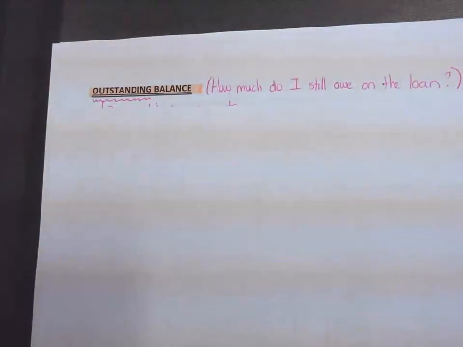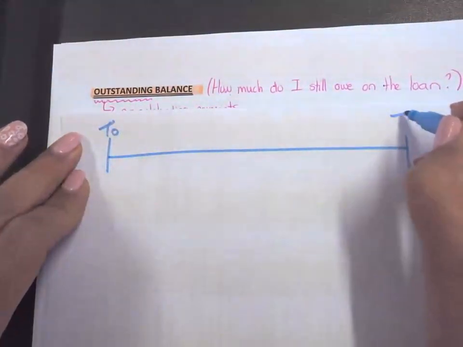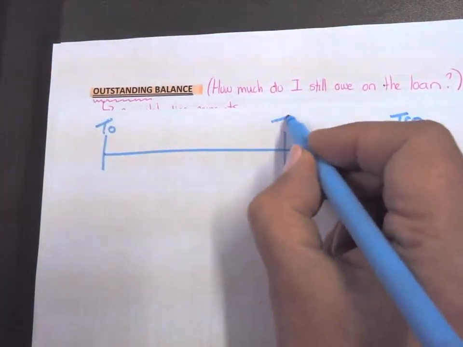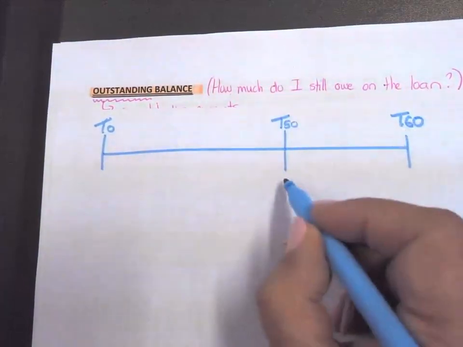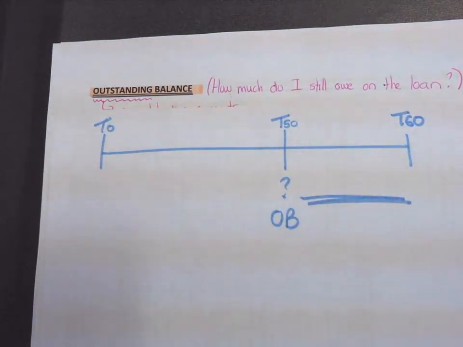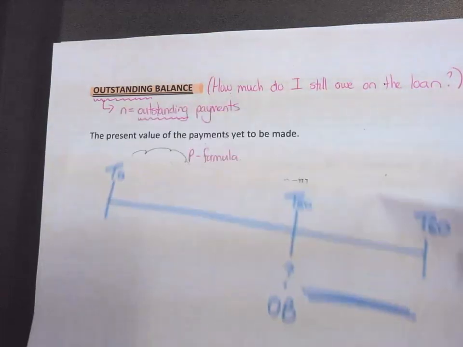Today's lesson is all about determining the outstanding balance of a loan. Let's say you took out a loan to buy a car at T0. You're going to pay for 5 years, and somewhere along the way, let's say at T50, you want to know what is the outstanding balance that still needs to be paid. That's what today's lesson is all about. How much do I still owe the bank for the loan?